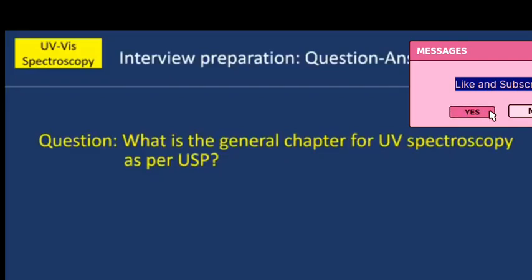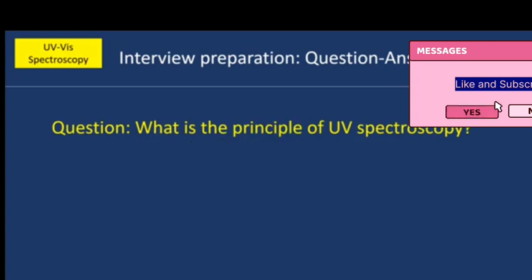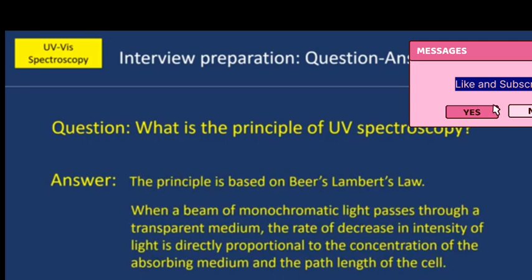First question is, what is the general chapter for UV spectroscopy as per USP? USP General Chapter 857. Next question. What is the principle of UV spectroscopy? The principle is based on Beer-Lambert's law.